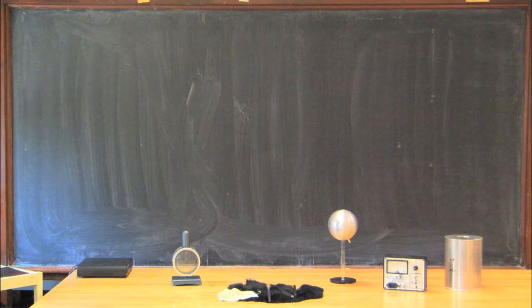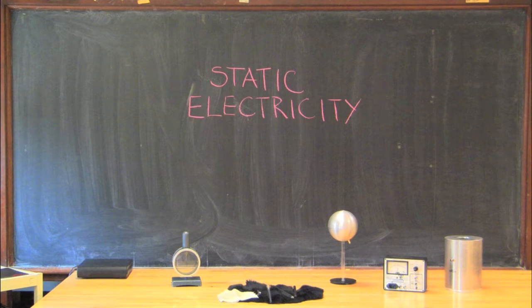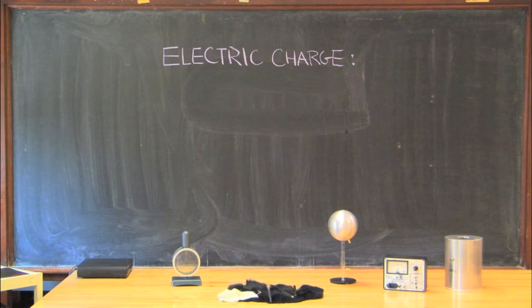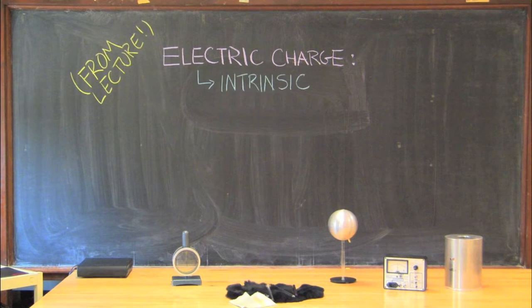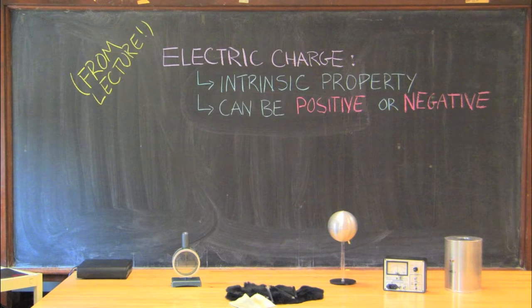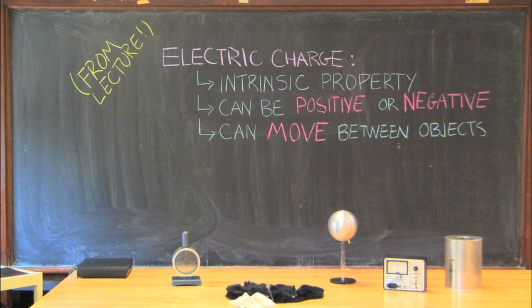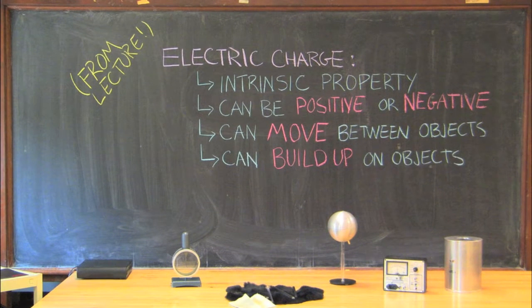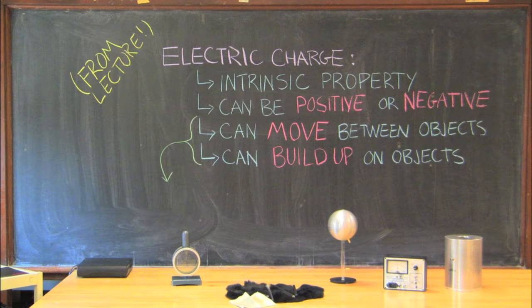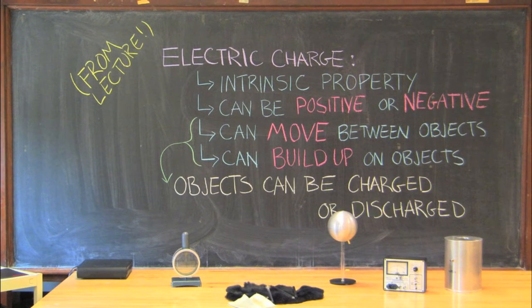In this lab, we'll investigate static electricity. Static electricity involves the moving around or building up of electric charge. You learned in lecture that electric charge is an intrinsic property of matter, and that charge can be either positive or negative. Charge can move from one object to another, and by doing so can build up on objects. When charge is moved to or from an object, we say that the object is either being charged or discharged.